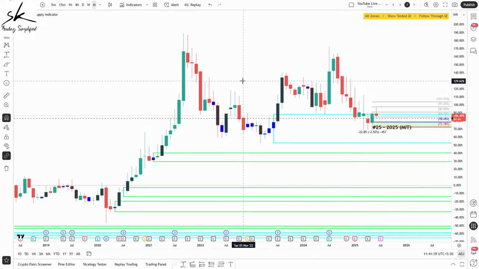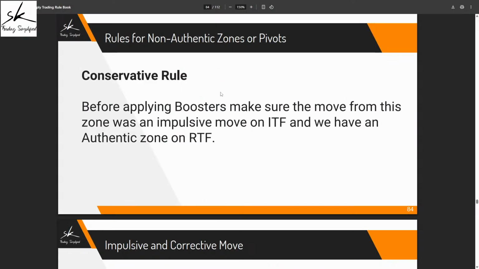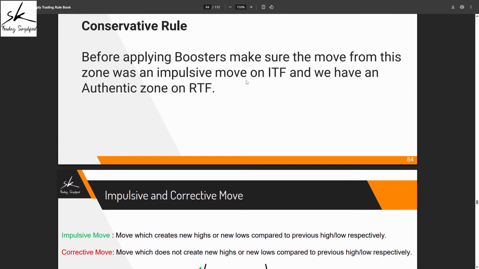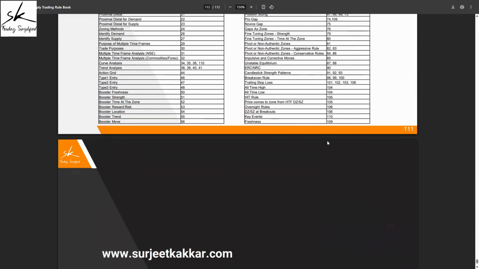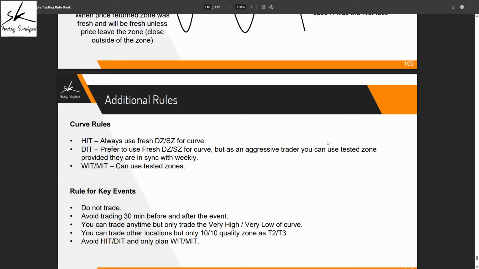And when it comes to lower time frames, let's say I'm planning an hourly income trade, I will never use a tested zone for the curve analysis. In fact, if you go through the rule book, I think I've also given it there. I'm not sure whether this is given in the rule book or not. I mean, the rule book definitely says always use a fresh area.